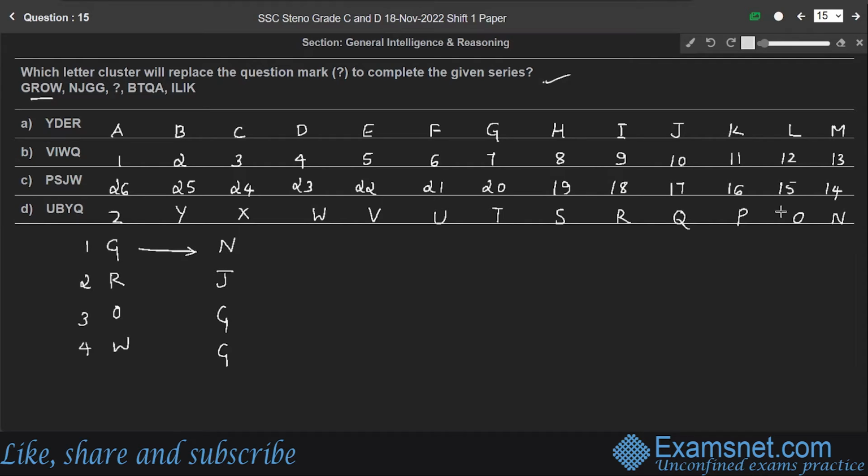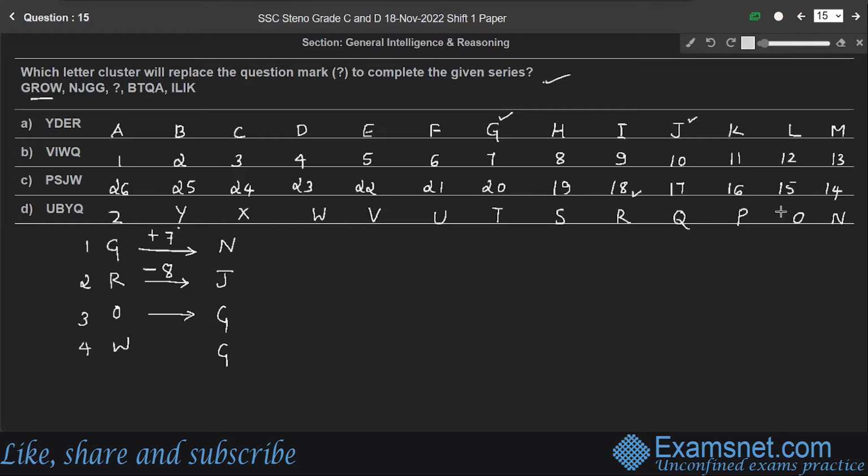So here we'll consider the first letters of the first and second clusters, G and N, right? So G is 7, N is 14. So G plus 7 is N, right? And R and J. So R is 18, J is 10. Therefore, we can write R minus 8 as J, right? So here the number 8 is 1 more than 7 and the sign is reversed.